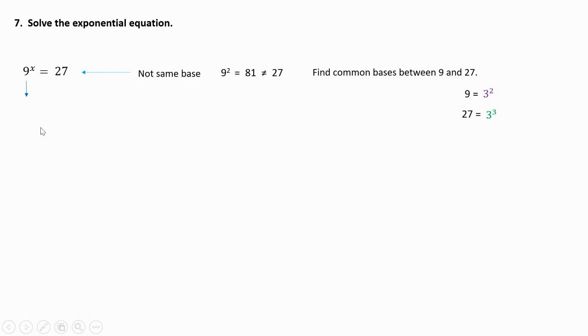So now I'm going to replace the 9 with 3 squared, and I will just bring down the x, equals the 27, which I'm going to replace with 3 cubed. Okay. Now here I'm going to apply the exponent power rule, which means when you have a power to a power, you multiply the powers. So 2 times x will give us 2x equals 3 cubed. Now, since you have the same base, right, then you apply the rule. When you have the same base, then the exponents must equal each other.